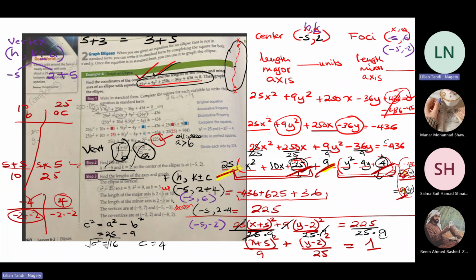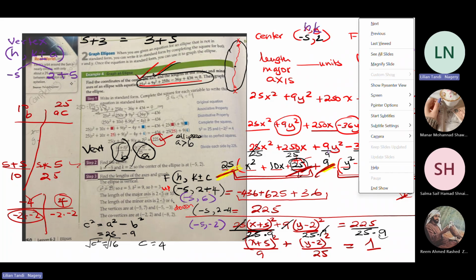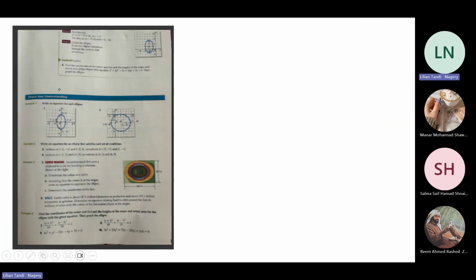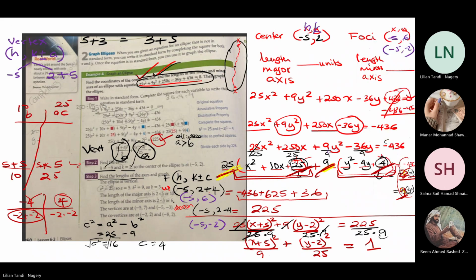And to get the bottom one, you will do 2 minus 5. You agree? All right, what is your top vertex? -5, 7. And what is your bottom vertex? -5, -3.